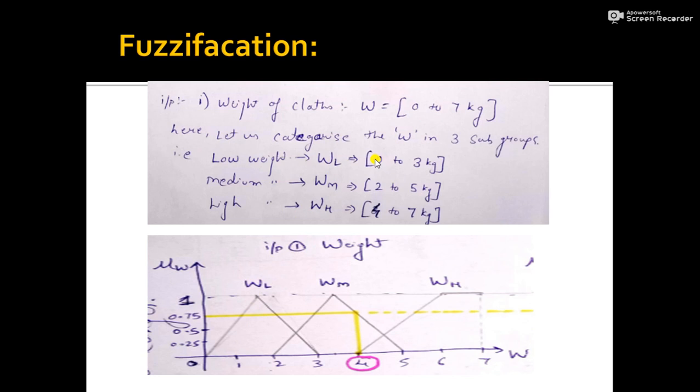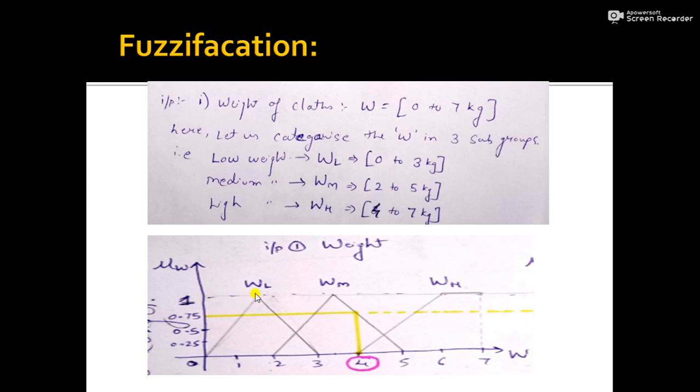Here we are using the triangular type of functions in order to describe these values. So for 0 to 3 kg we are using a triangular function. So 0 is nothing but having a degree of membership of 0, because the weight is very low, so the degree of membership is also very low. As we go on approaching towards 1.5, when it reaches 1.5 it has reached its peak value, that is nothing but 1.